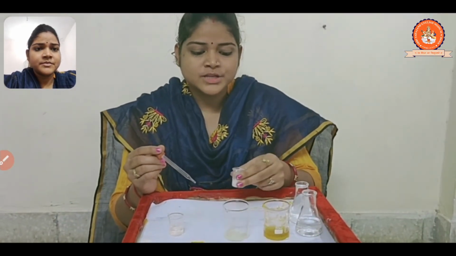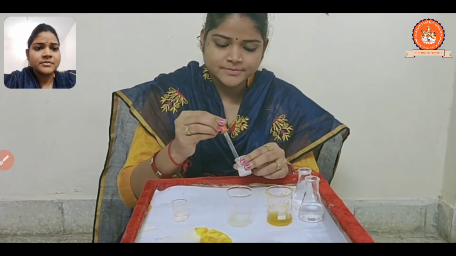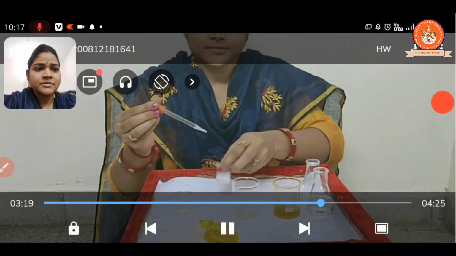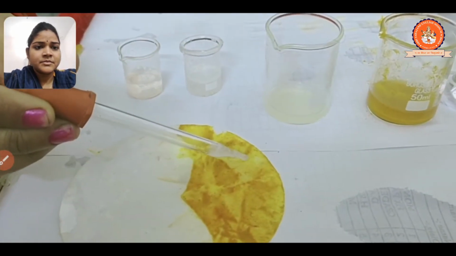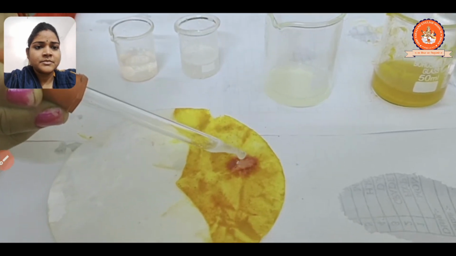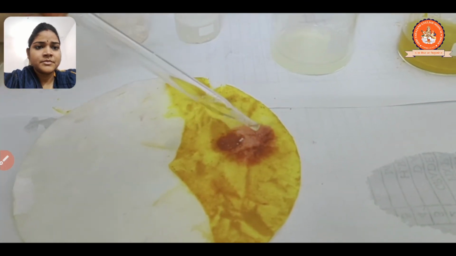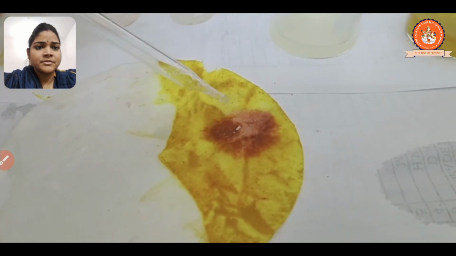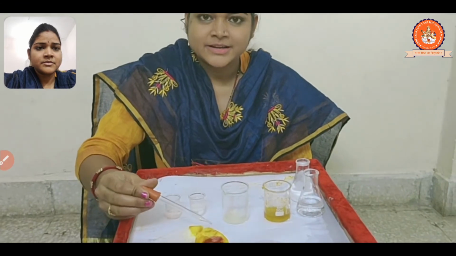Now I take washing powder solution with the help of a dropper and put a drop on turmeric paper. You can clearly see that the color will change. It turns red. It means the basic solution affects turmeric paper.